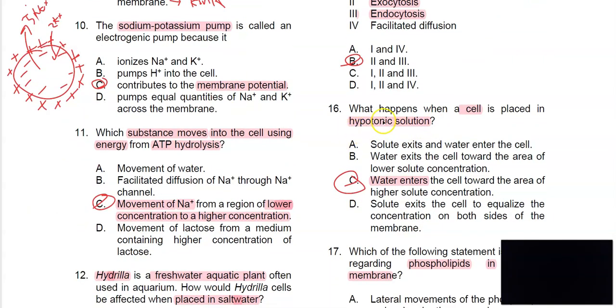Number 16, what happens when a cell is placed in hypotonic solution? Okay, so hypotonic solution will have a higher amount of water compared to the concentration of solute inside the cell. So solute inside the cell will be higher. Okay, so this will cause water from the hypotonic solution to enter into the cell, towards the area of higher solute concentration in the cell.